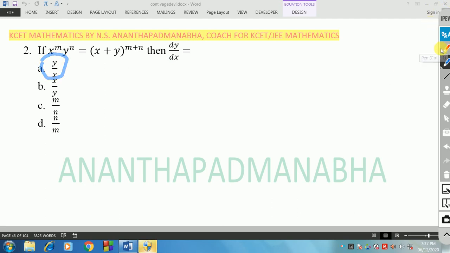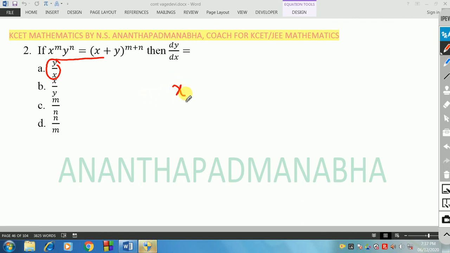So you can keep this in the memory because this is a lengthy question which can be solved by taking log on both sides. So instead it is better to memorize this. Dy by dx is equal to y by x for all the terms like x to the power of m, y to the power of n is equal to x plus y to the power of m plus n.